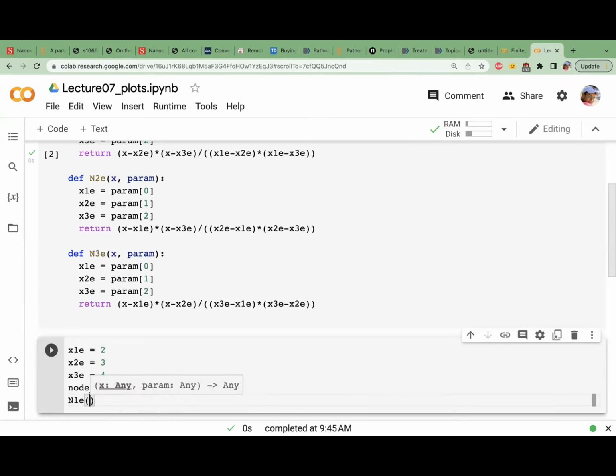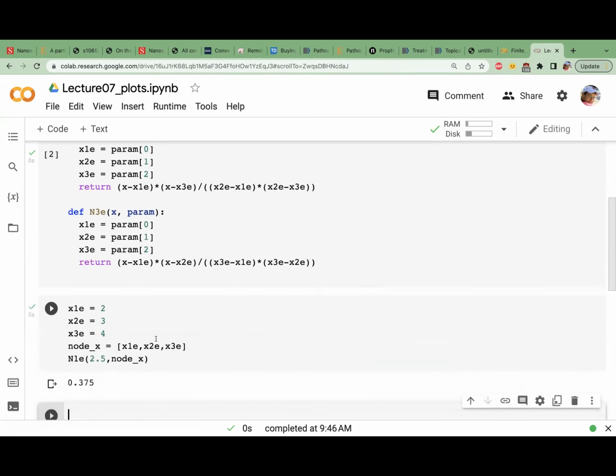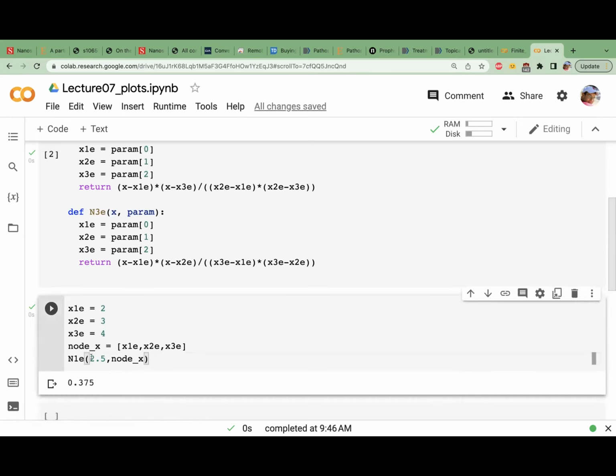So these are functions I can evaluate at whatever value of x, well, between 2 and 4. So if I have, let's say, 2.5, it will evaluate the first function at that value of 2.5. And then I could do that for the second function or for the third function. So really, I can put anything here.